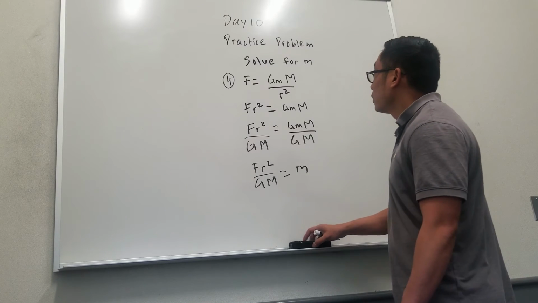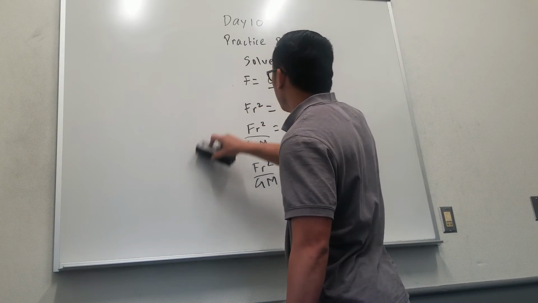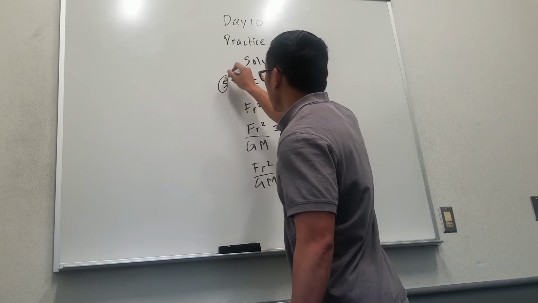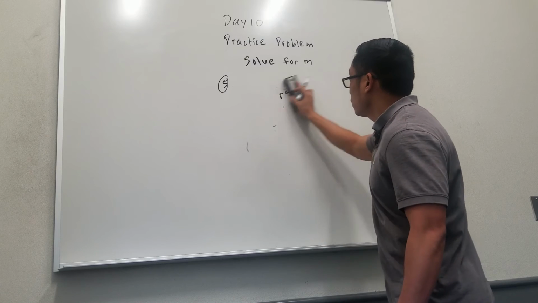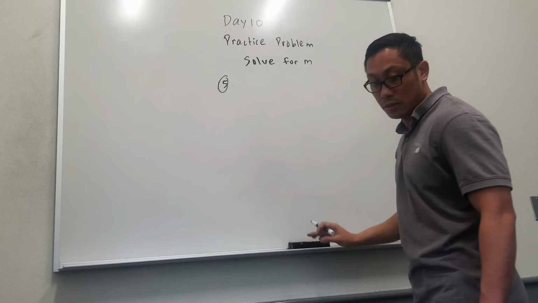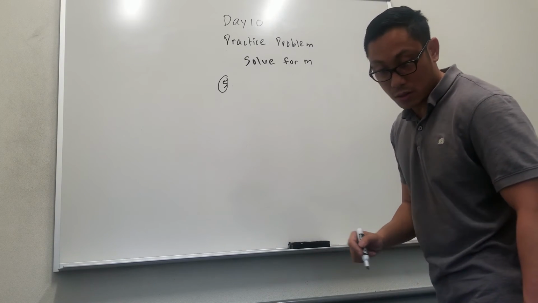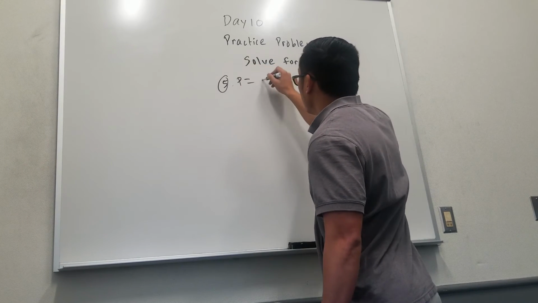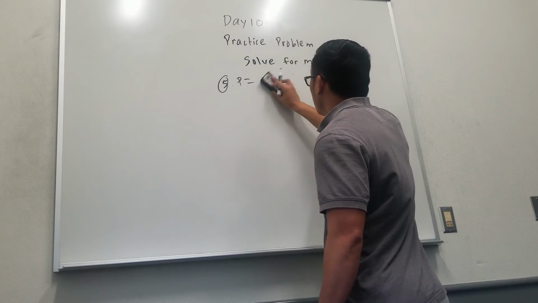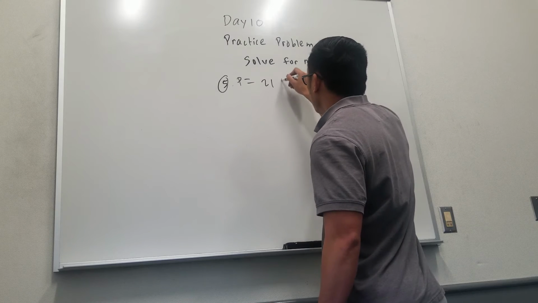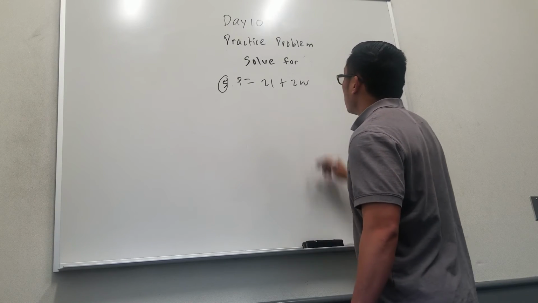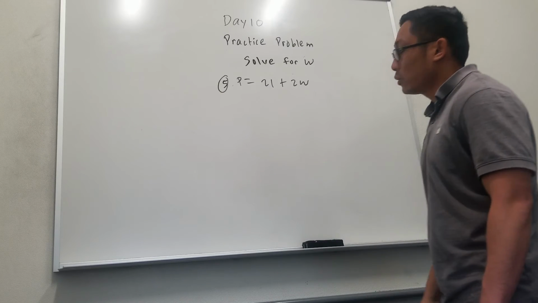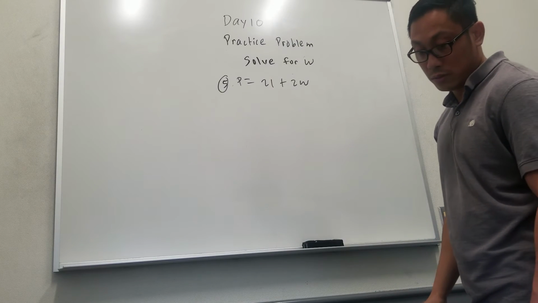Okay, now what is next? 5. So I'm gonna erase this. Hopefully that makes sense. Pause the video if you didn't. Go back and pause the video if it doesn't make sense to you. P is equal to 2L plus 2W. Let's do W. Solve for W this time. This one's fairly straightforward. Shouldn't take too long.